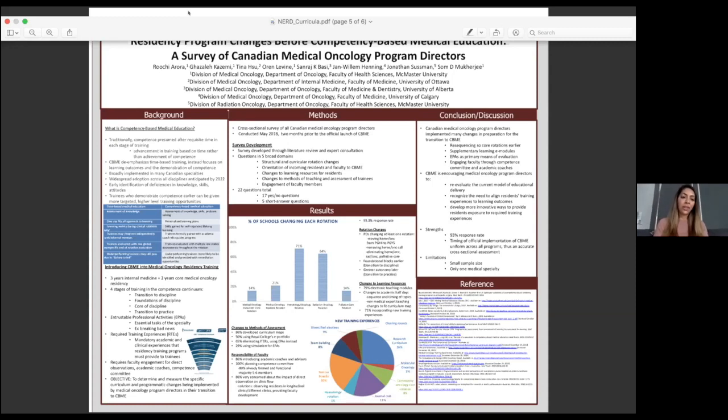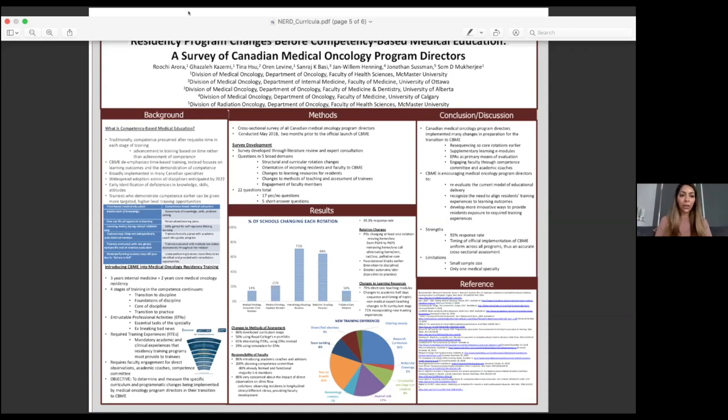We have identified a lot of changes that program directors have made in anticipation. I think what's going to happen is that there's going to be a follow-up survey of residents and program directors once CBME has officially transitioned. And then based on what we learn from that, there will be other programs that are late adopters, but they'll actually get to learn from our experiences and our ups and downs.